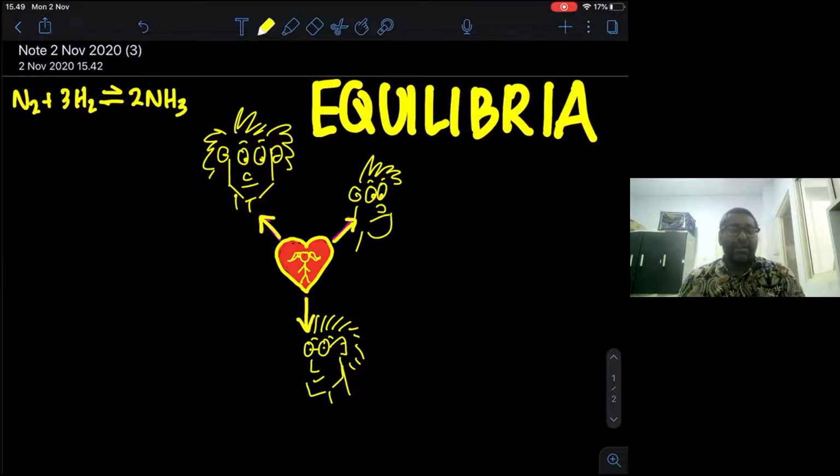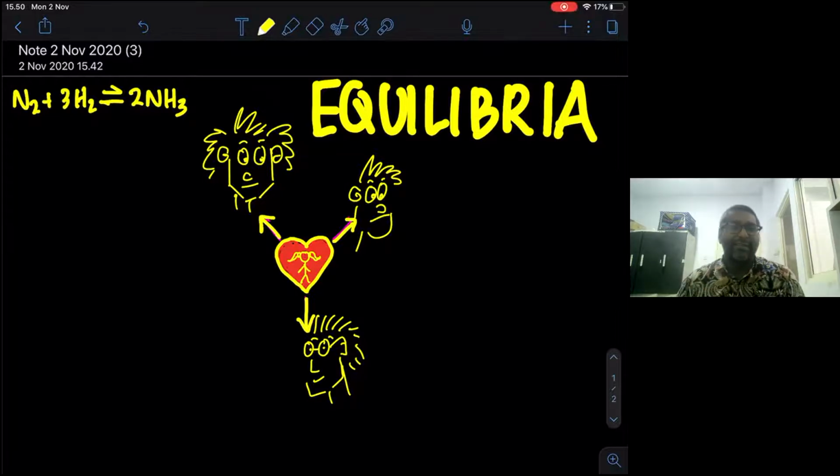Now in this case, the heart of the girl remains at one particular place. It doesn't go to any particular person. Because it's at equilibria, it's not moving at all. It just stays there, something like in your physics. When you have something with equal amounts of forces pulling it in different directions, equilibria can be achieved, where the resultant force is zero.